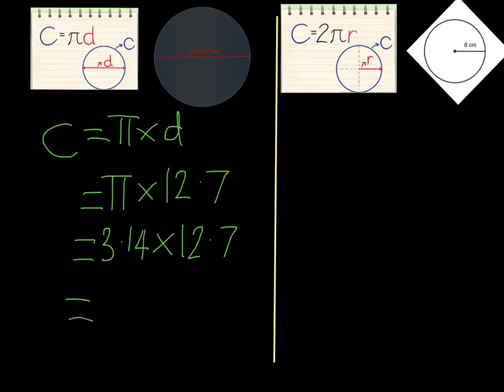We can then use a calculator to calculate 3.14 times 12.7, which gives us 39.878. The original distance of the diameter was in meters, and because the circumference is a measurement of length, it is just a measurement in meters.